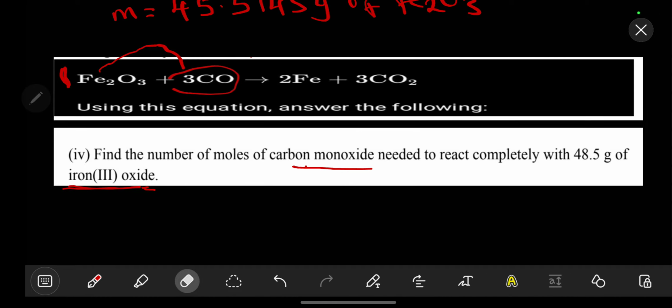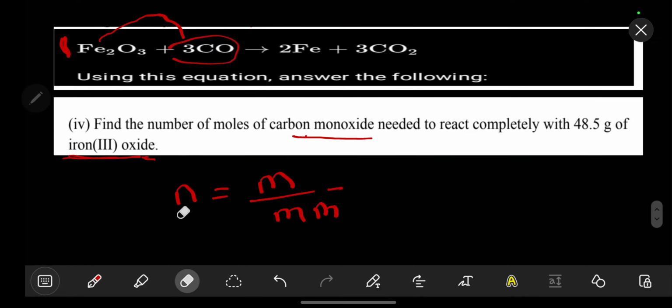So for the first part, let us determine how many moles of carbon monoxide are needed to react. So how many moles are in 48.5 grams? That is what we are first going to find out. According to this, the number of moles is equal to the mass over the molar mass.